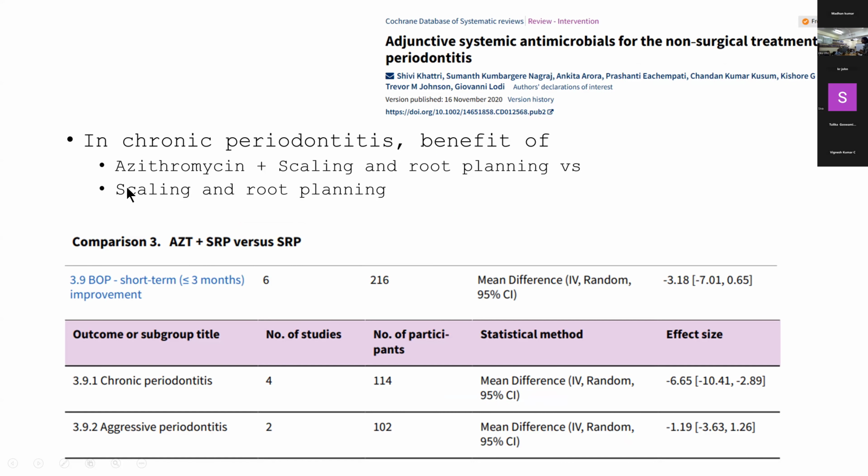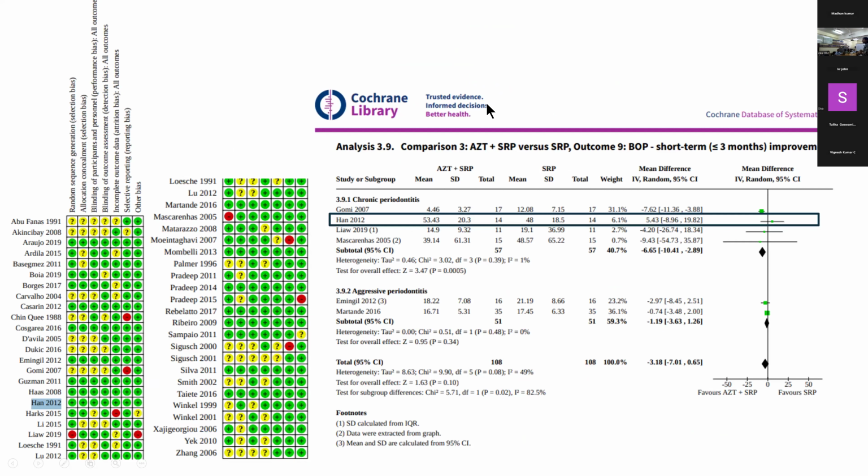Okay, here's one example. Here they've done a systematic review. In a condition called chronic periodontitis, they have looked at the benefit of giving adjuvant antimicrobials, that is azithromycin, plus scaling and root planing, which is the standard of care, versus scaling and root planing alone. For this particular comparison, they had 4 studies, and they got an effect of -6.65, which was favoring the intervention.